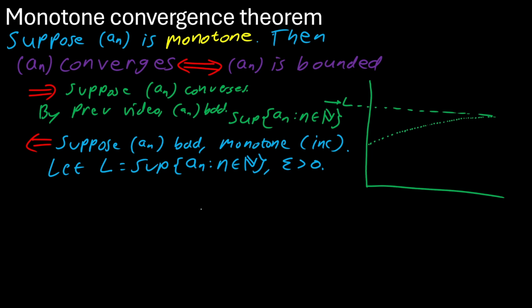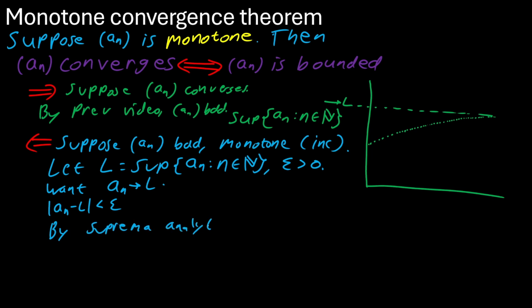Let epsilon be greater than 0. I'm going to want that a_n approaches L, and that's if and only if, so what we want is eventually |a_n minus L| to be less than epsilon. By suprema analytically, there exists an element of this set that's within epsilon of the sup. So there is some N such that the distance between a_N and L is less than epsilon.